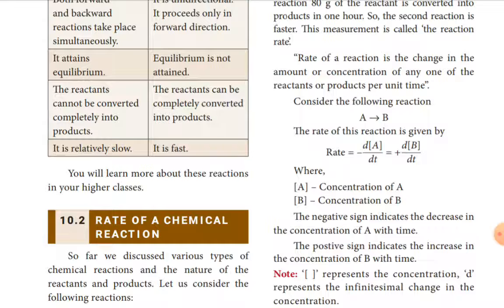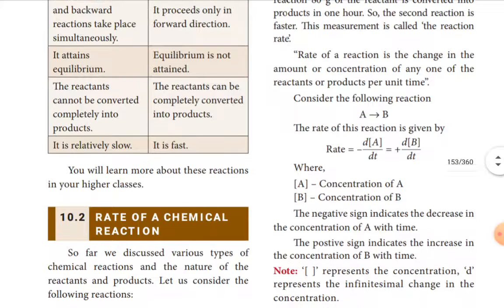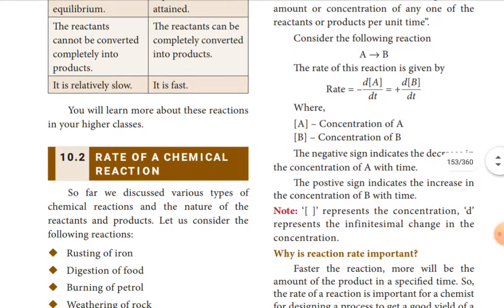So note that the box represents the concentration, and d represents the infinitesimal changes in concentration. So the d indicates, in the bracket, the change of concentration in a particular interval of time.